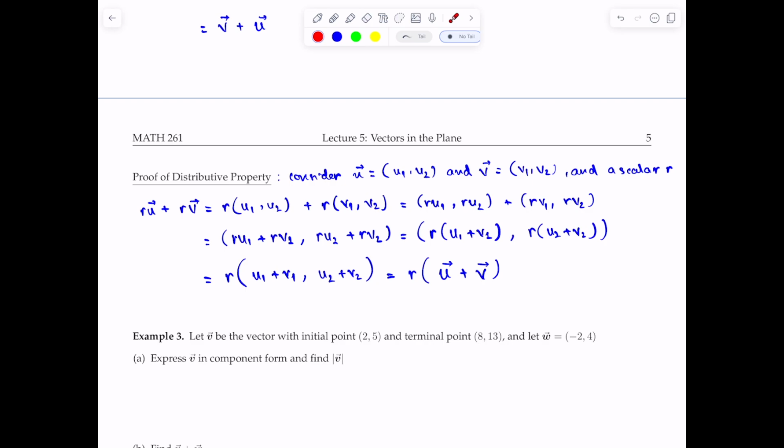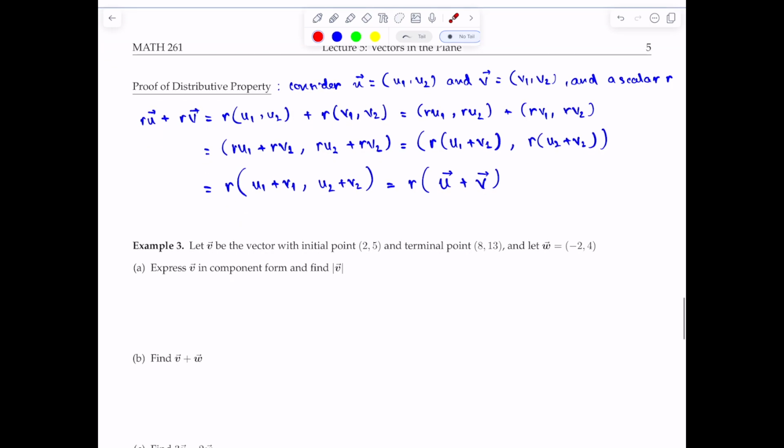Now let's move on to some examples here. So I would like to consider a vector v with the initial point 2, 5 and the terminal point 8, 13, and also a vector w equal to -2, 4. So I would like to express v in the component form and find the magnitude of the vector v. So in this case, I use the notation of absolute value of the vector v. So in this case, this is the magnitude of the vector v.